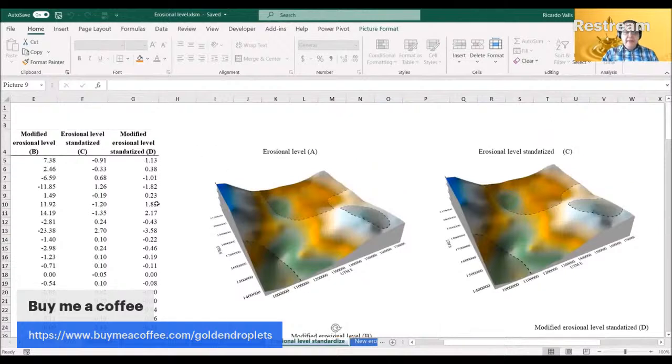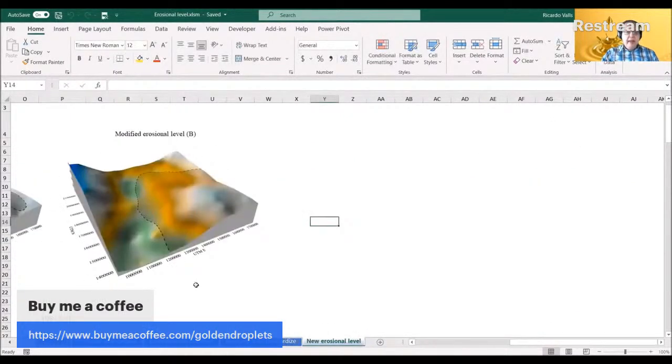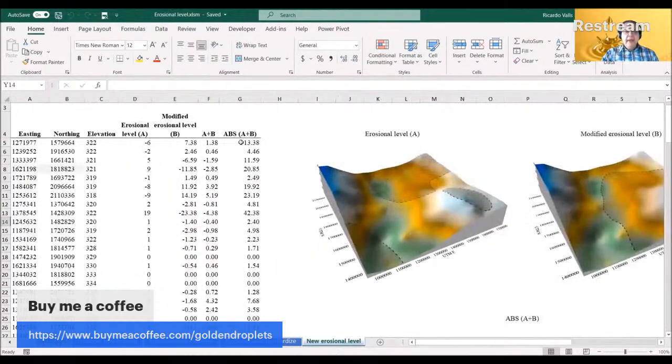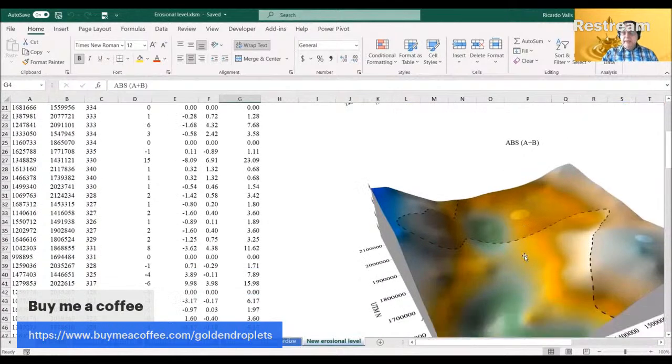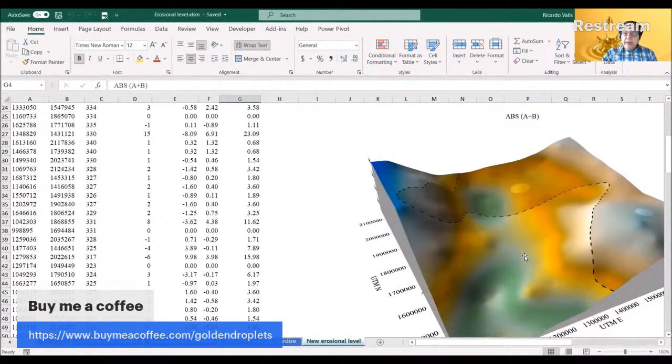And that is what I did in my next and last slide, where I created an extra column, which is the absolute value of the sum of the two types of erosional levels. And this is what we get, which is a much more real scenario. You have here areas that are related not only to the chemistry, but also to the elevation. And the fact that you have areas like this one here that has elevation and no erosion is proof of the combination of the chemistry plus the elevation.